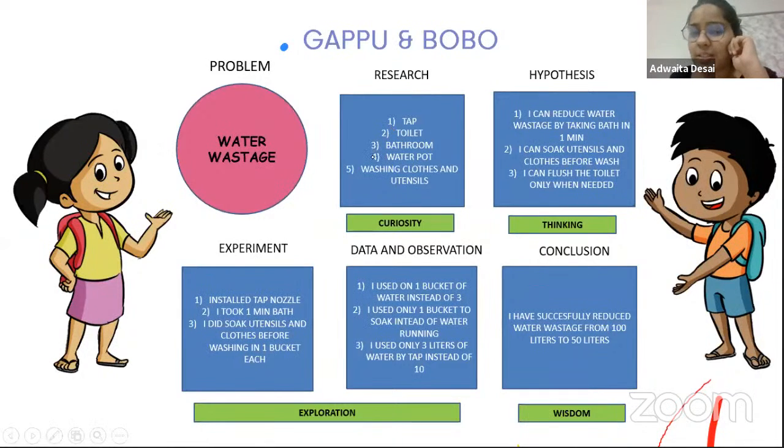So I did some research that water wastage is a topic. So you have to make one circle, 1, 2, 3, 4, 5 squares. First will be for curiosity. Then you will do some research. अब water wastage कहाँ पे होता है?